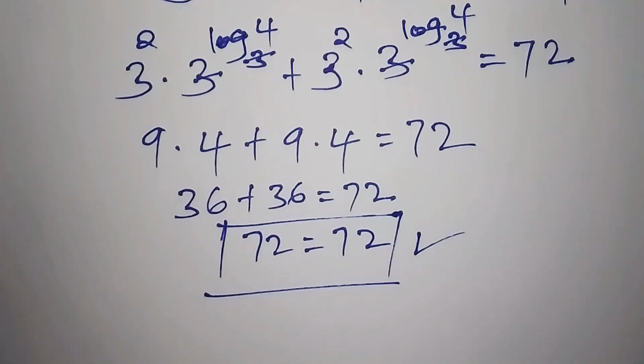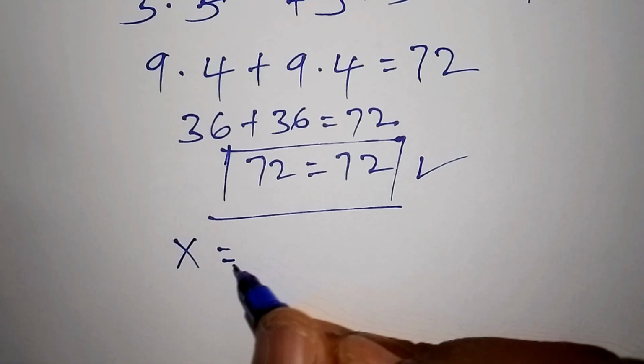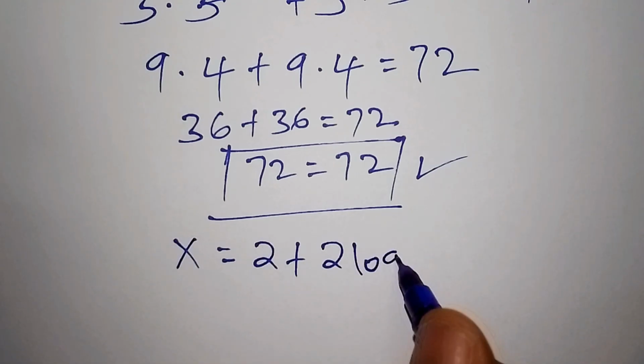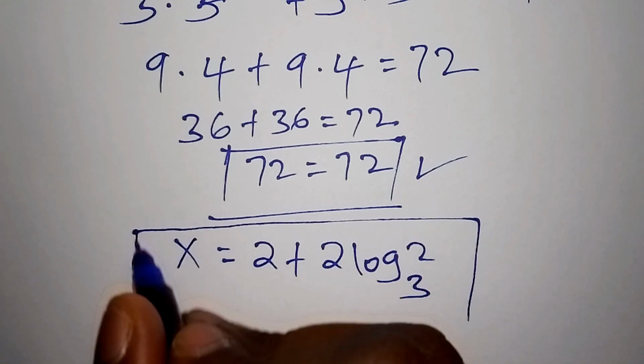So we agree and say that the correct value for x is equals to 2 plus 2, the log of 2 to the base of 3. So this one is now the correct answer in its simplest form.